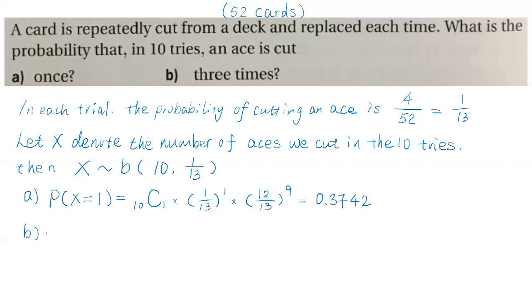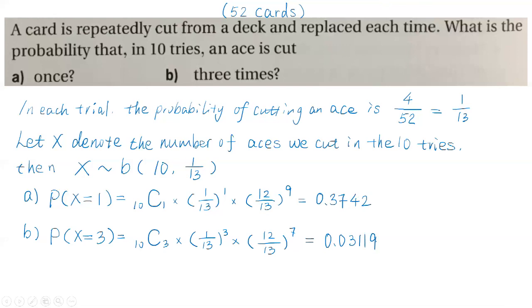Okay. The second question asks you to calculate the probability of X being 3, which, according to the binomial formula, is C10(3) times 1/13 to the power 3 times 12/13 to the power 7, okay, which is 0.03119. Okay, any questions?